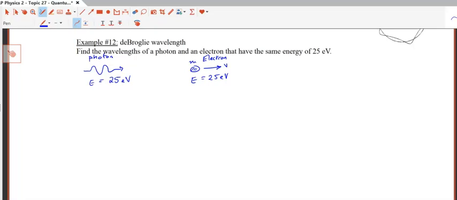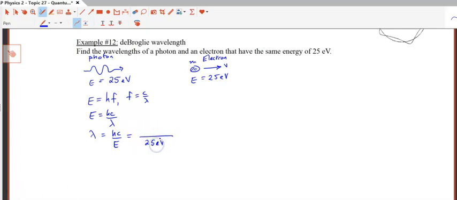Okay, assuming you have done that. E is equal to hf. Well, we're not looking for the frequency. We're looking for the wavelength. So we replace frequency with speed of light over the wavelength. So E equals hc all over lambda. We're looking for the wavelength, so let's rewrite this for lambda. Lambda would be equal to hc all over E. And we know that E is 25 electron volts.